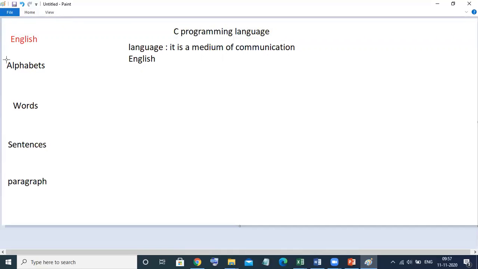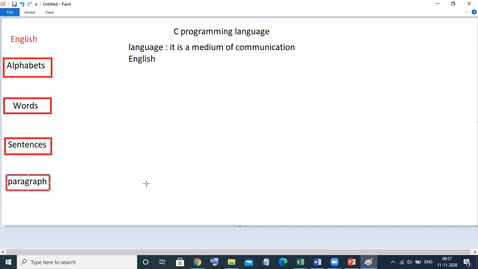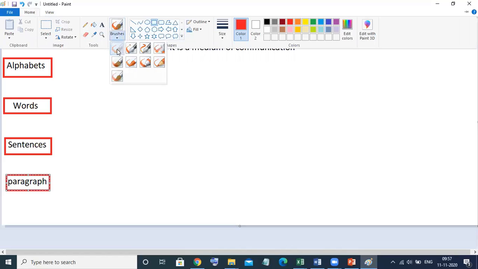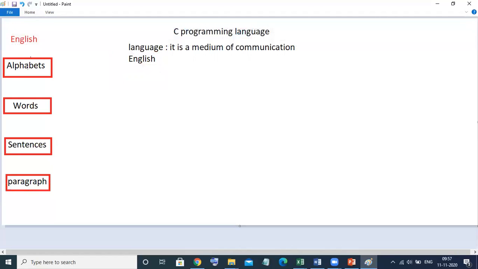So the first thing is, if I want to learn, you must know the alphabets. Then we form some words with the help of these alphabets. Then we try to make some sentences, and then we write a couple of paragraphs. So this is the way to learn any language, whether it is English, Marathi, Hindi, or anything else.